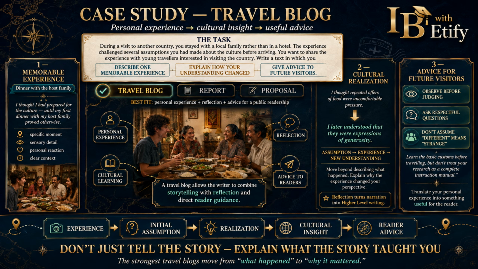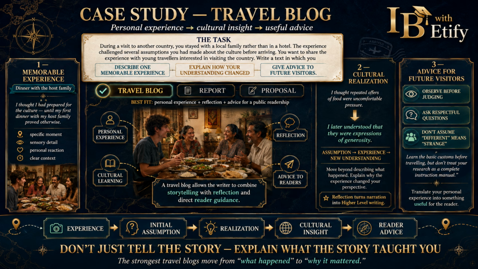Now consider a different audience and a different IB-style task. During a visit to another country, you stayed with a local family rather than in a hotel. The experience challenged several assumptions you had made about the culture before arriving. You want to share the experience with young travelers interested in visiting the country. Write a text in which you describe one memorable experience with your host family. Explain how your understanding of the culture changed and give advice to future visitors.